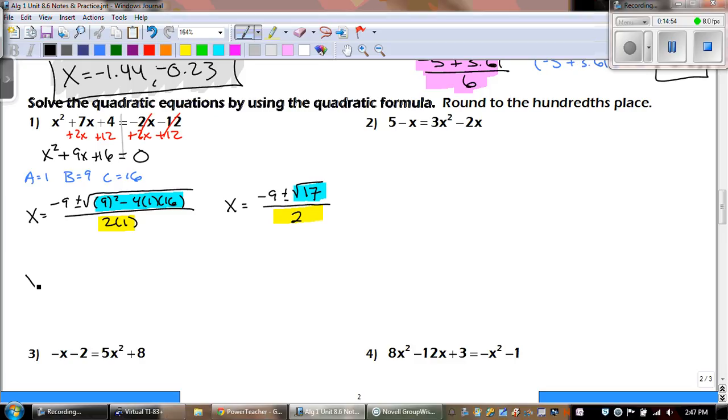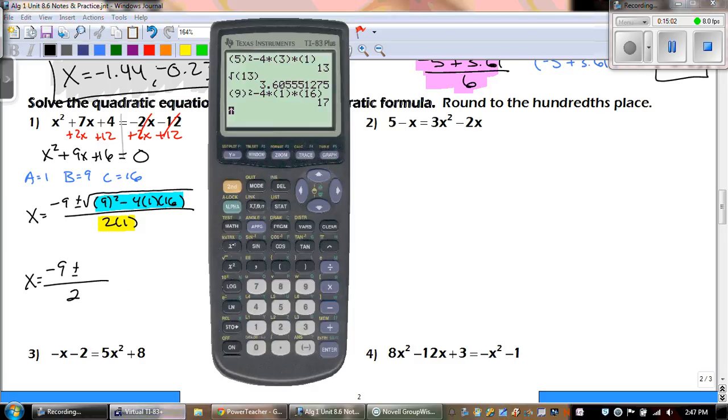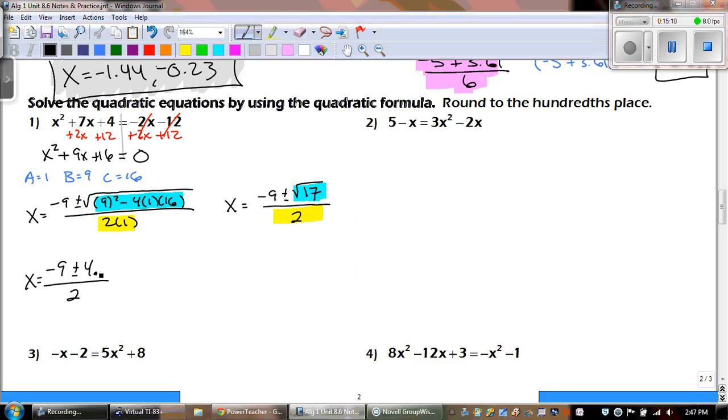Okay, in our next line, negative 9 plus or minus, I know the bottom's 2. I need to find out what the square root of 17 is. And remember, we're rounding it to 4.12. Okay? And then we split it up into the two problems where x equals -9 minus 4.12 divided by 2, and x equals -9 plus 4.12 divided by 2.